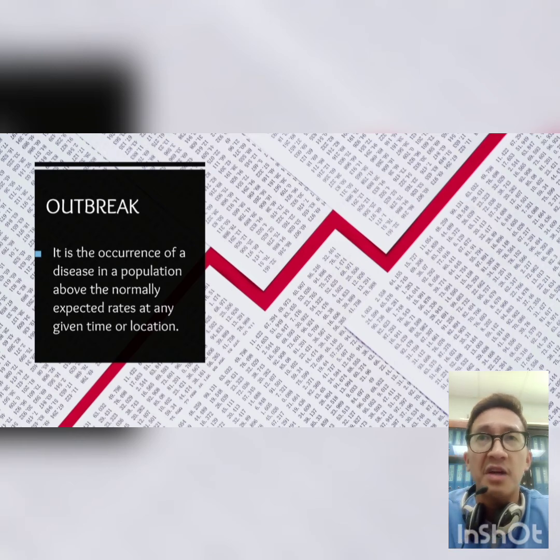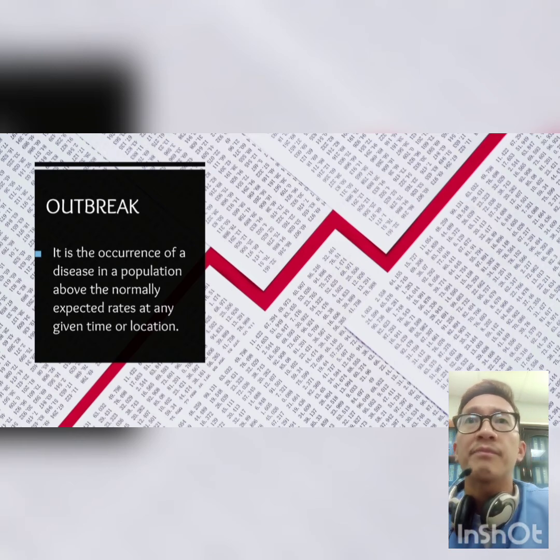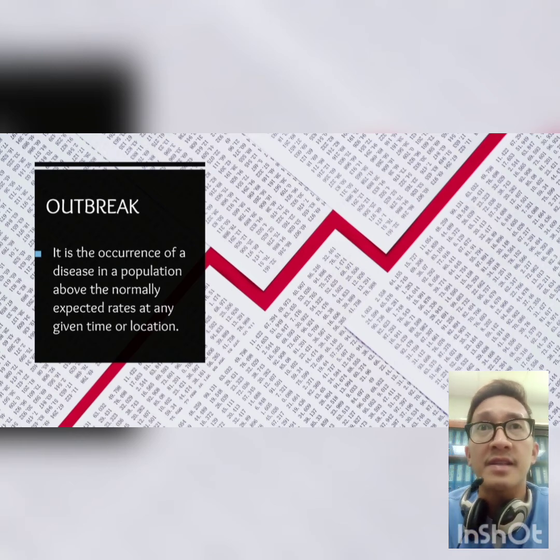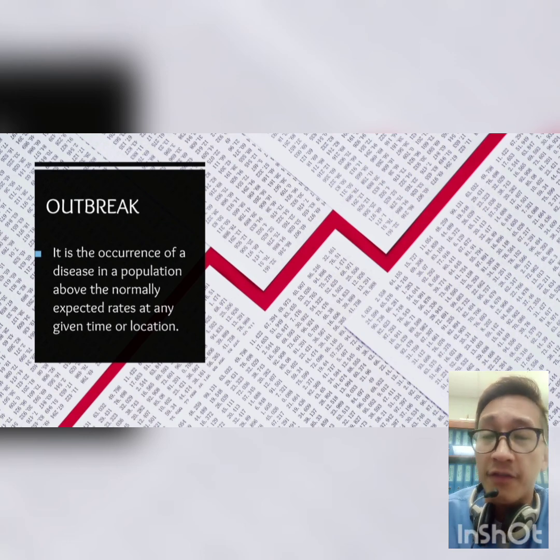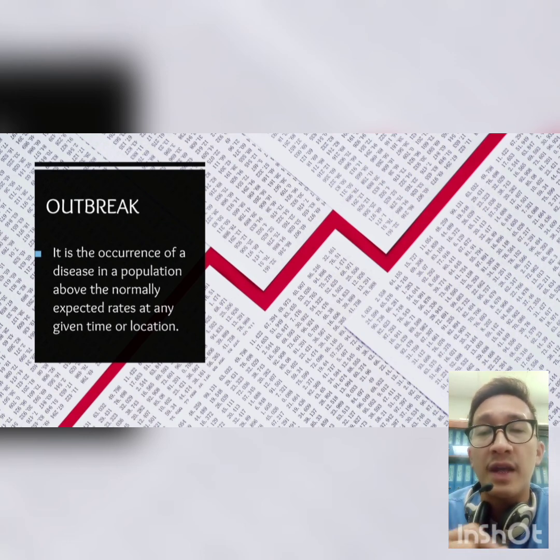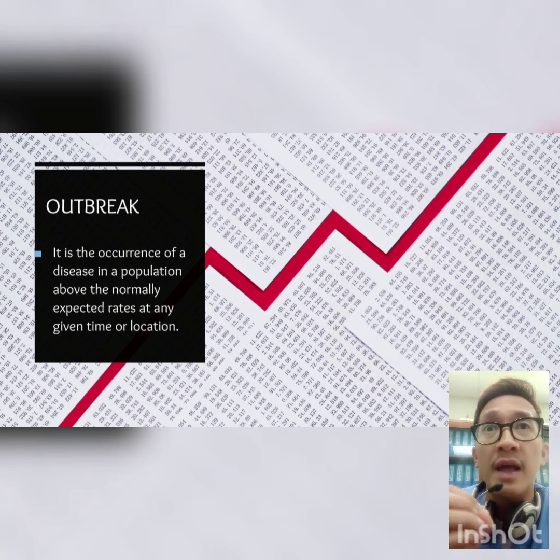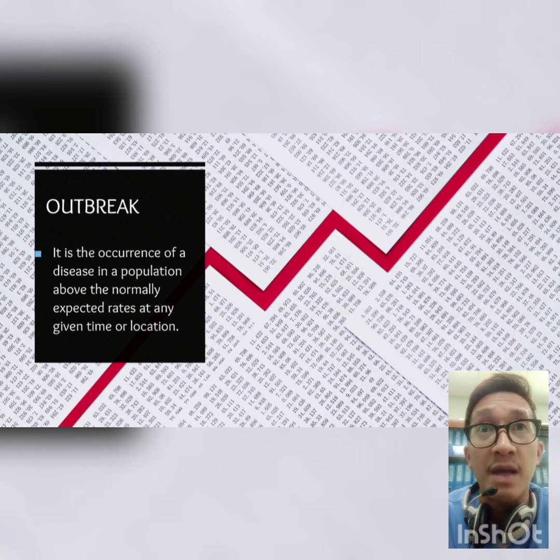As I have mentioned, an outbreak is the occurrence of a disease in a population above the normally expected rates at any given time or location. If the expected number of cases of a disease in a specific hospital is 8 per year and 16 occur in 1 year, this is considered an epidemic. It should be noted that an epidemic is not defined on the absolute number of cases, but on the number of cases in comparison to what is expected.